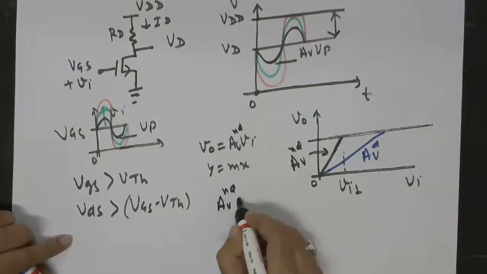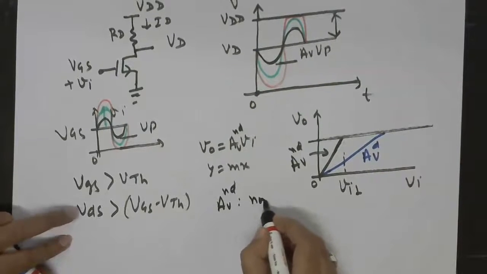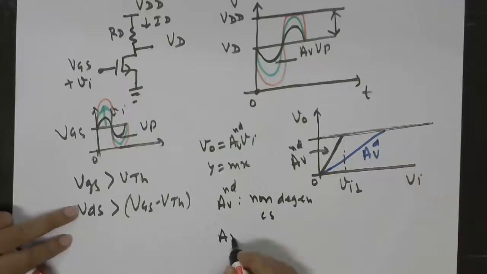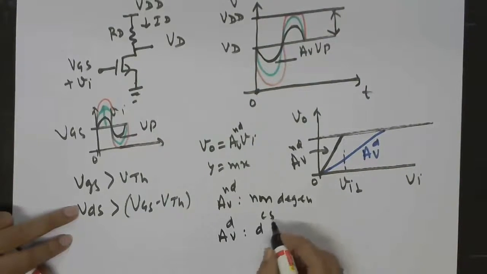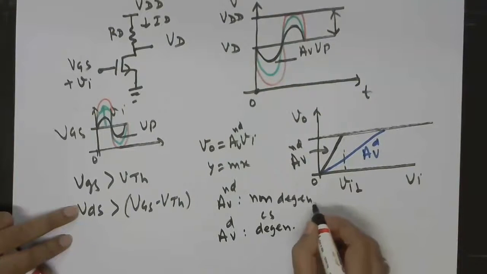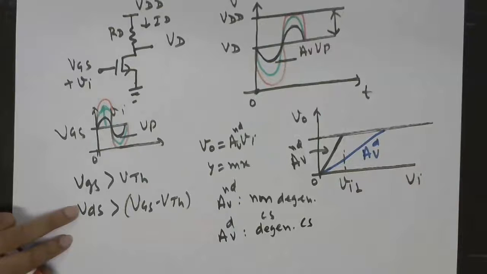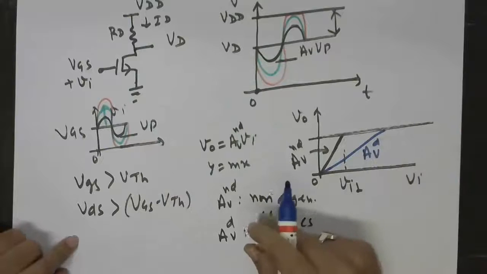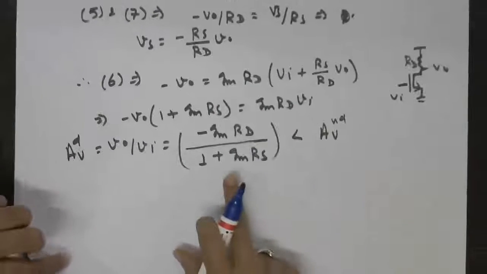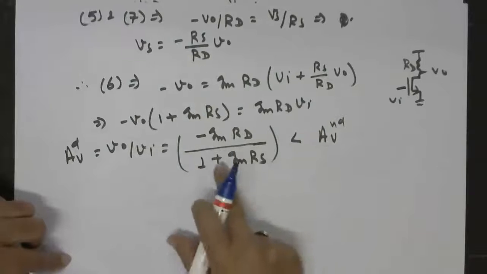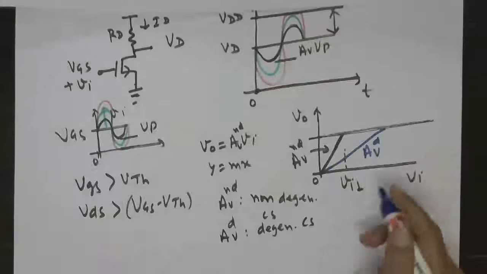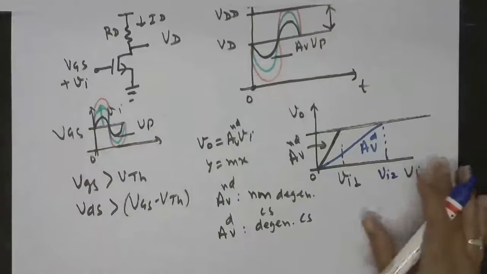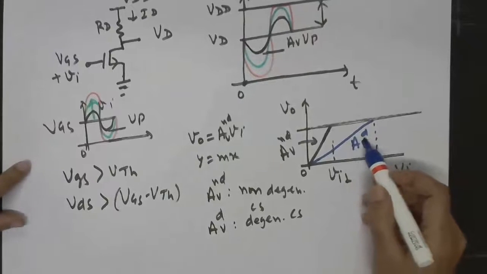Let me be specific about why I am saying this. Non-degenerated CS, and AVD is the degenerated CS case. So here we see that if we sacrifice the gain, which we have seen is happening in the degenerated case, where gain is smaller than the non-degenerated case, then you will be able to handle larger input. Of course, it will not be amplified to that extent, but still you will be able to amplify.